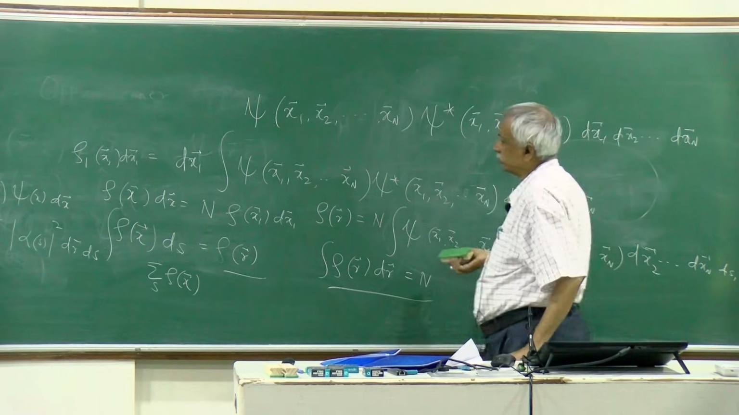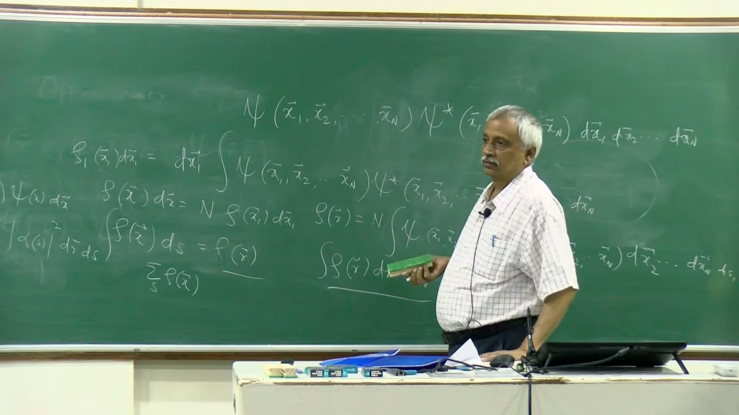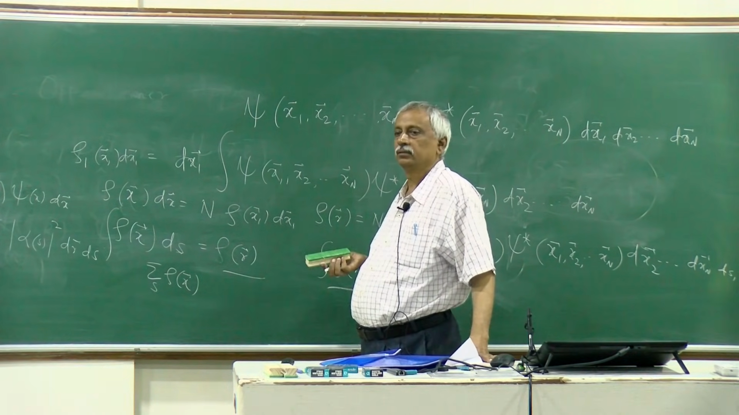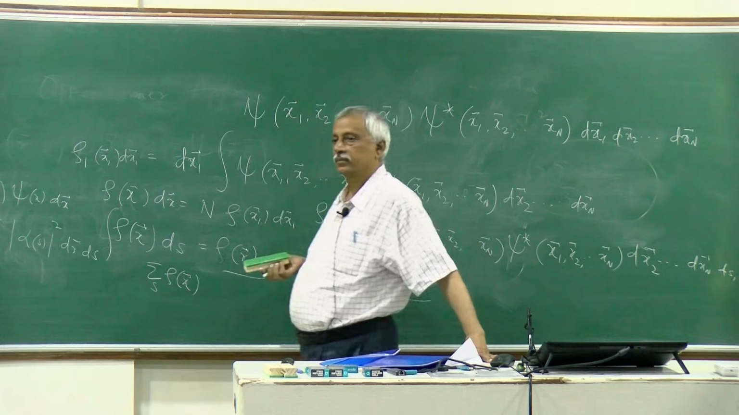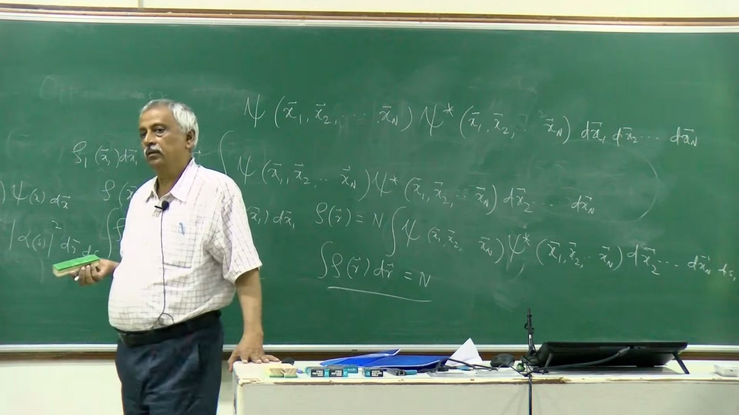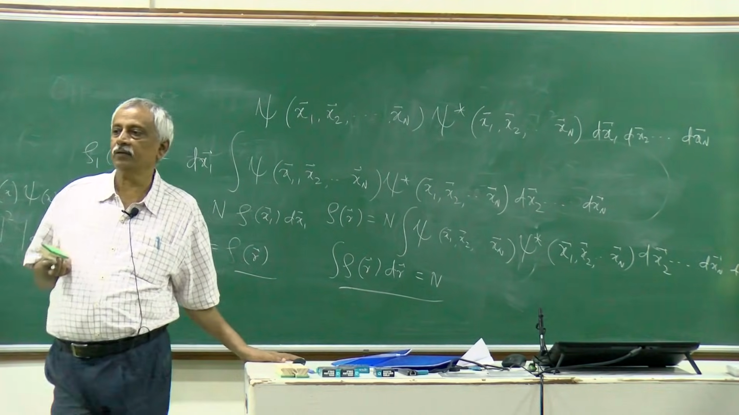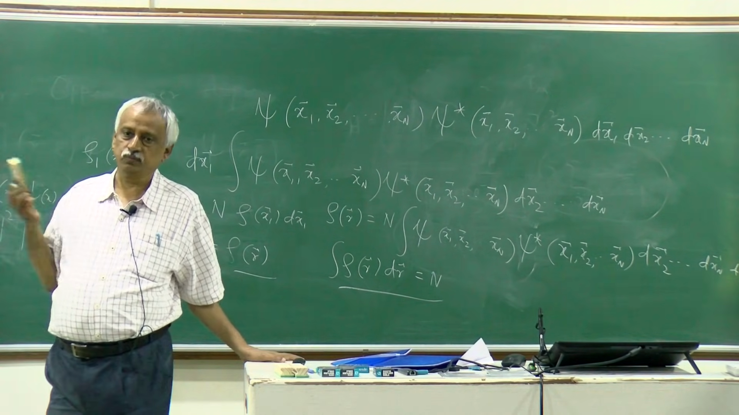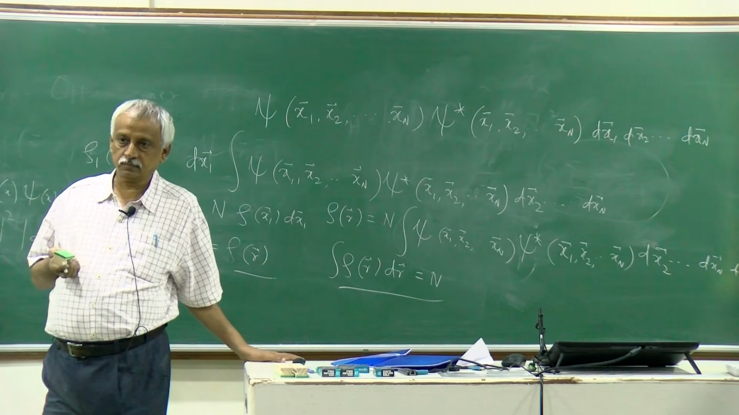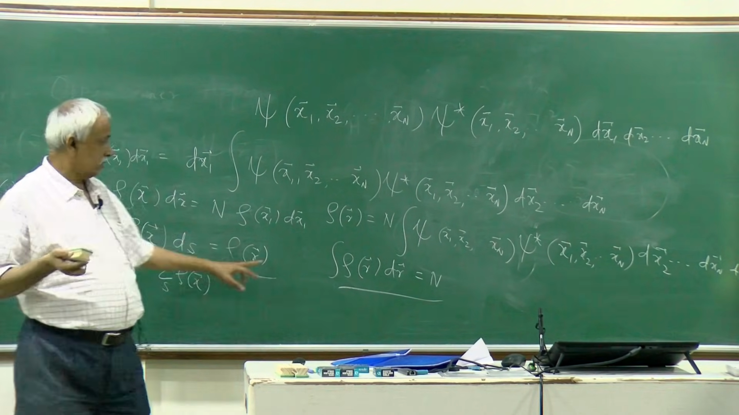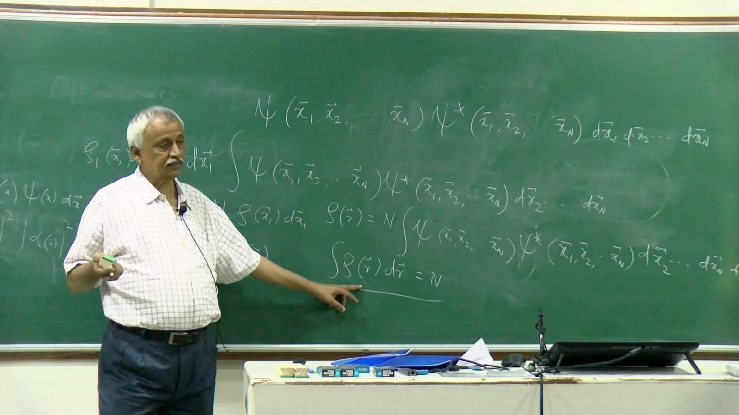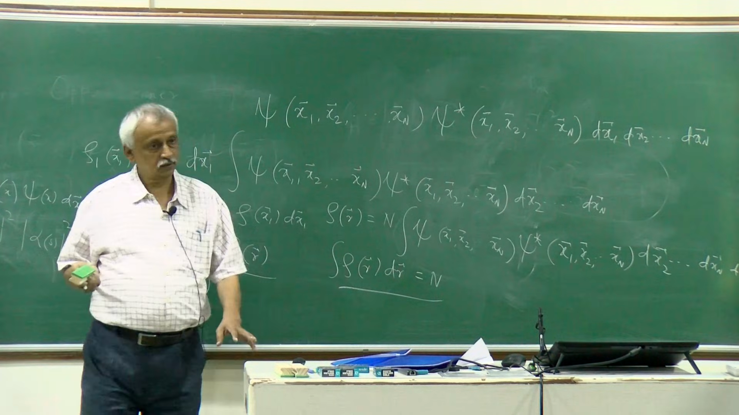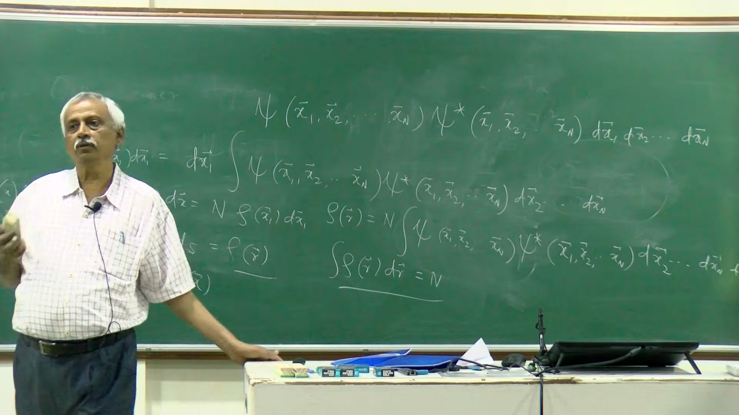Now, let's say we want to calculate the probability of having one electron in dr1, another electron in dr2. So this density we call density, or this is also called single particle density, because we are talking about only one electron.